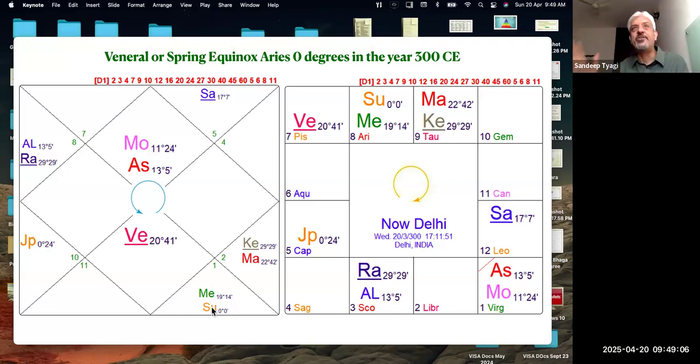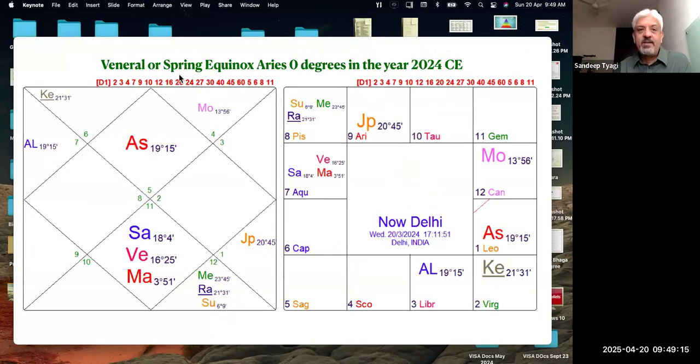Because the entire division of the zodiac and the counting of everything is from 0 degrees Aries. When we look at the next chart, we see the same equinox, the year 2024. So in the last about 2,800 years, what has happened is that the Sun on the day of the equinox is no more at 0 degrees. It's actually now at 6 degrees Pisces, not even Aries.